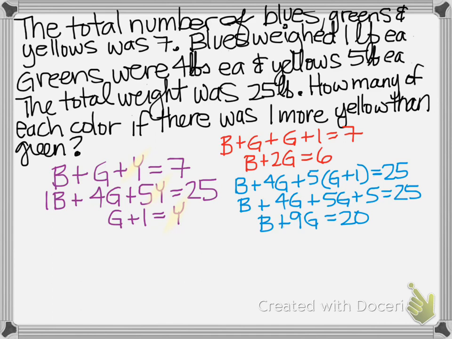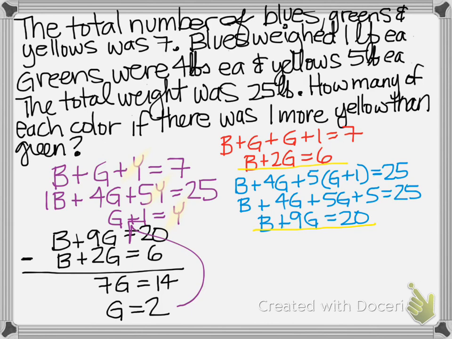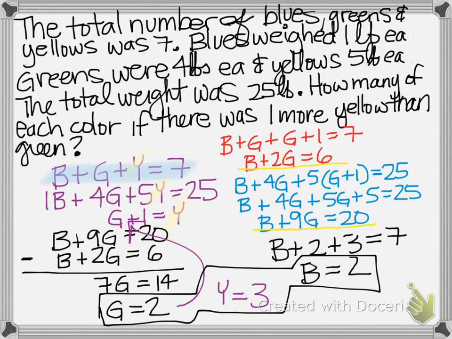So now I have two equations that I can simplify or add together for systems. b plus 9g is 20. b plus 2g is 6. I can just subtract and end up with 7g is 14 and g is 2. Once I know g is 2, I can plug it in to the g plus 1 equation to get yellow is 3. If I know there are 2 greens and 3 yellows and a total of 7, then blue has to be 2. All right.